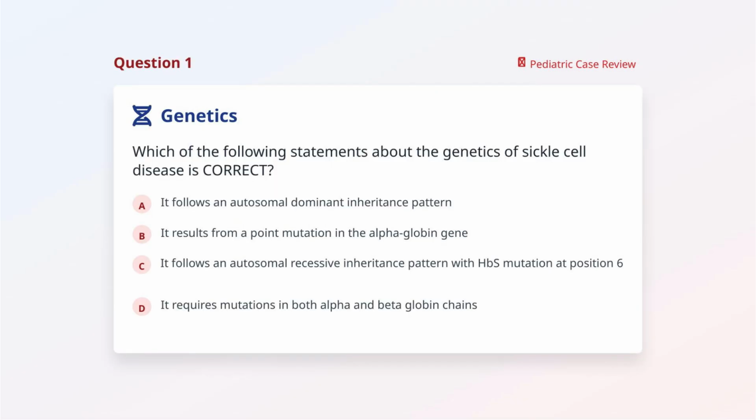Which of the following statements about the genetics of sickle cell disease is correct? Option A, it follows an autosomal dominant inheritance pattern. Option B, it results from a point mutation in the alpha globin gene. Option C, it follows an autosomal recessive inheritance pattern with HBS mutation at position 6. Option D, it requires mutations in both alpha and beta globin chains. Consider the inheritance pattern, specific gene involved, and molecular basis of this condition as you formulate your answer.